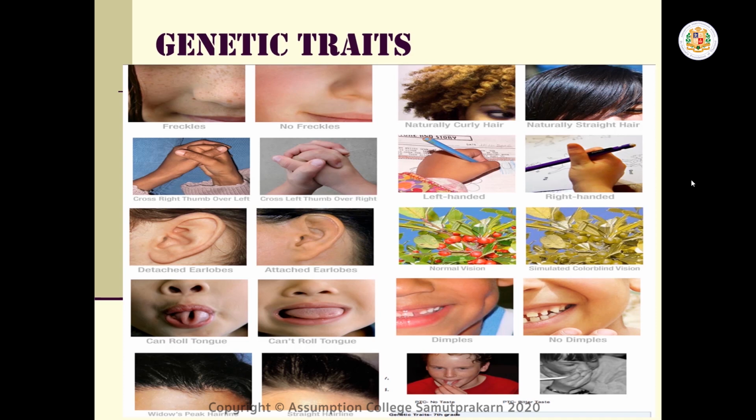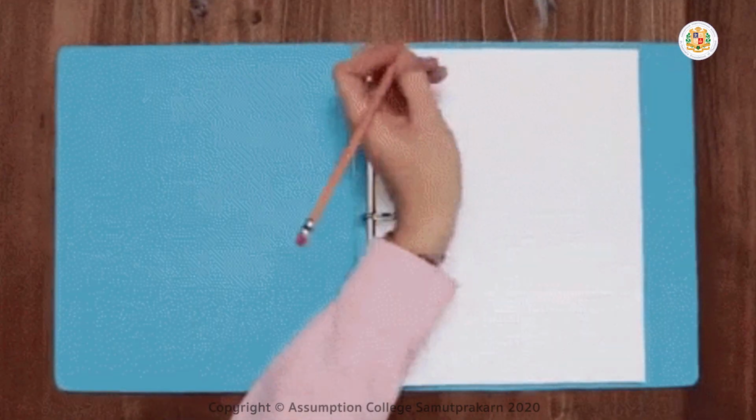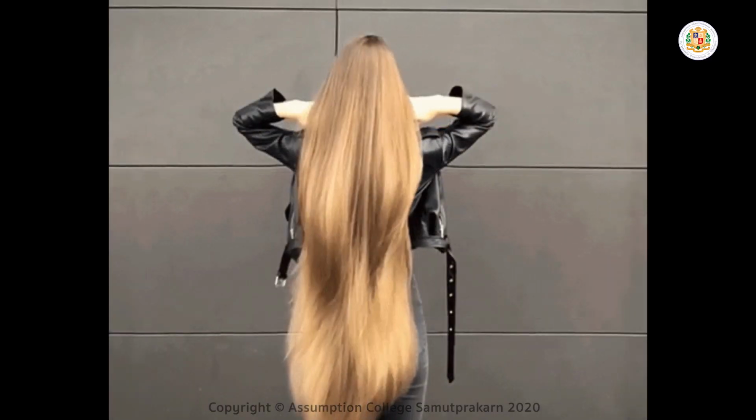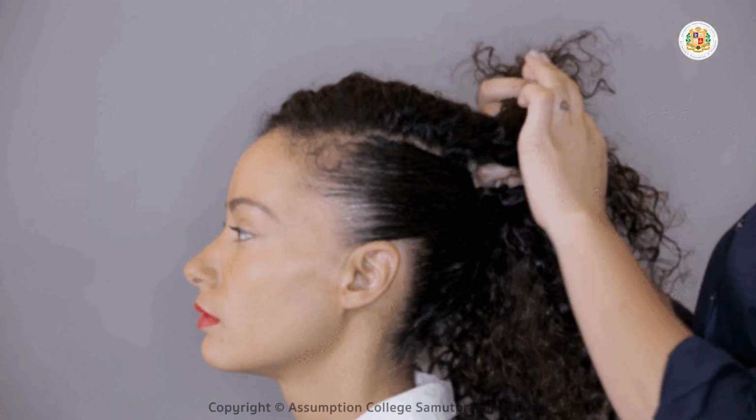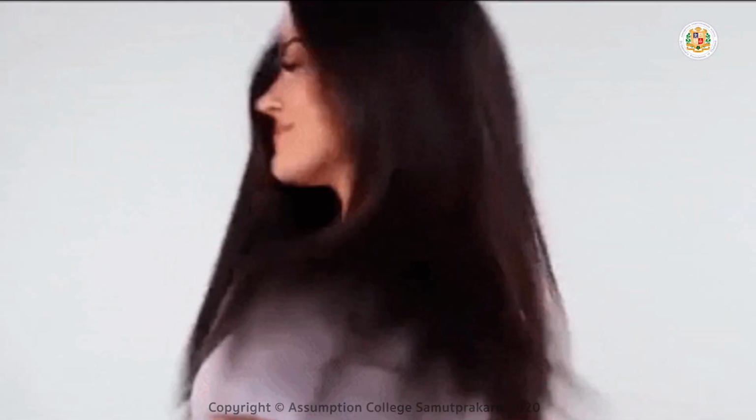We have some other features as well, such as the right-handed, the left-handed, the hair color, and even the hairstyle. Some might have curly hair, some might have also naturally straight hair.